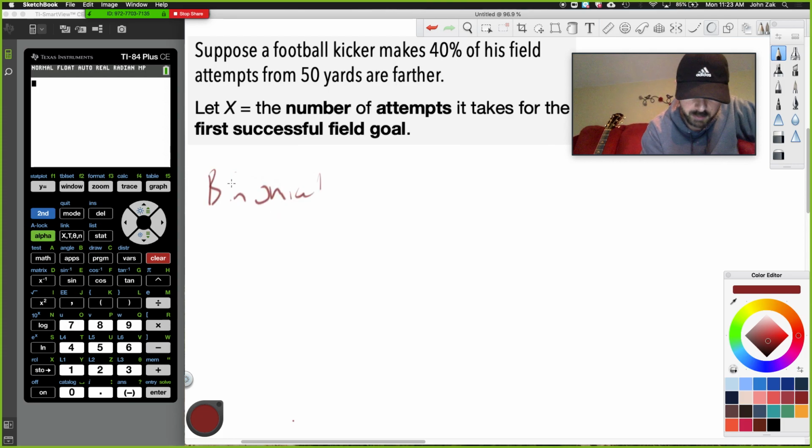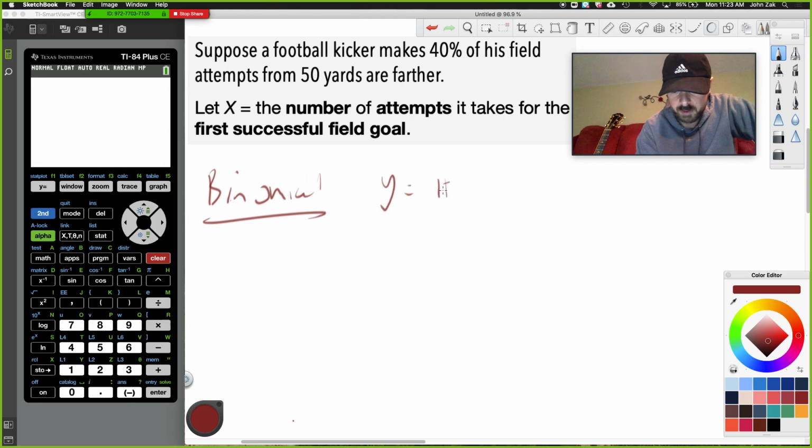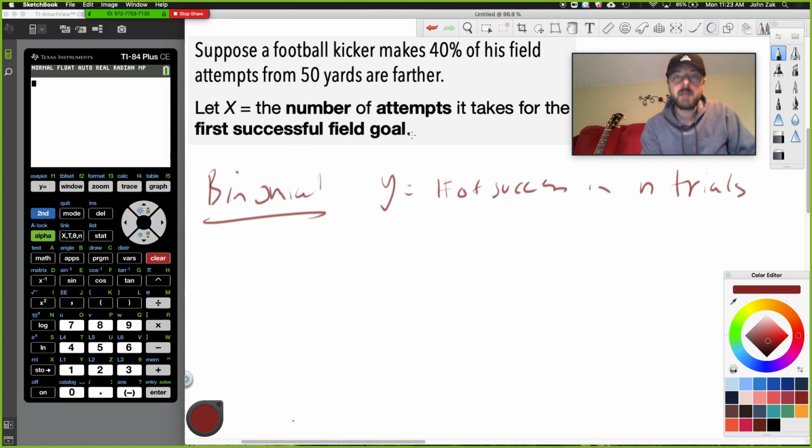In a binomial random variable, you have your variable defined. Let's say we had defined Y. It was the number of successes in n trials, where n is some fixed number of trials. So is that how our X is defined here? No. If we take a look, it's the number of attempts until our first success.